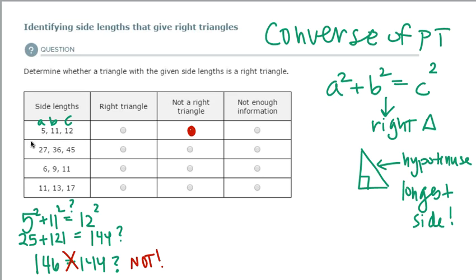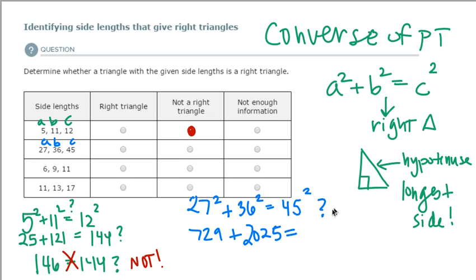Let's try the next one. My longest side is the C, and the other two are my A and B. With A and B, the order does not matter. So 27 squared plus 36 squared equals 45 squared. This is definitely a calculator necessary here. 27 squared is 729. Oops. Plus 36 squared is 2025. Remember, we do not know if it's equal.